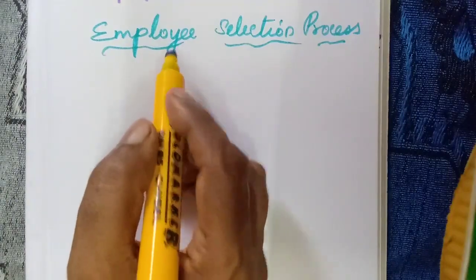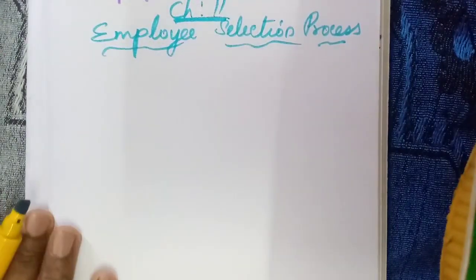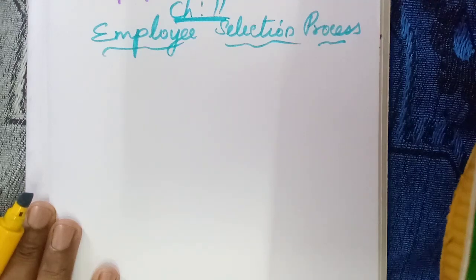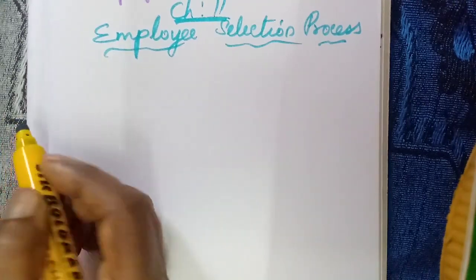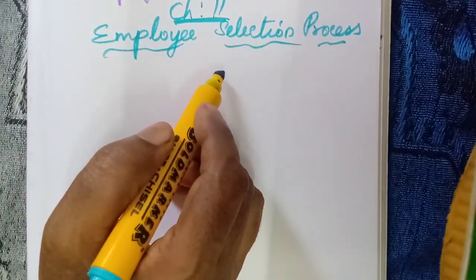So today we will learn the next lesson, chapter 11, employee selection process. We have studied the recruitment process, how they do the recruitment, that they are inviting the application. Now, how will they do the selection process? Selection is also a process.